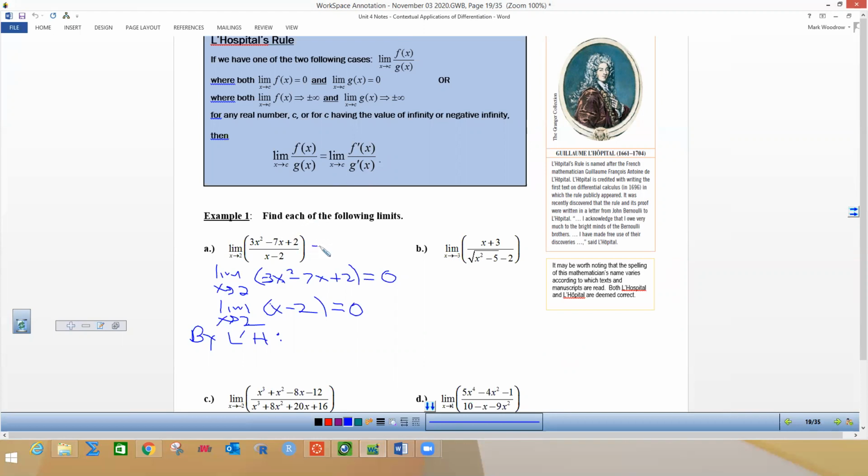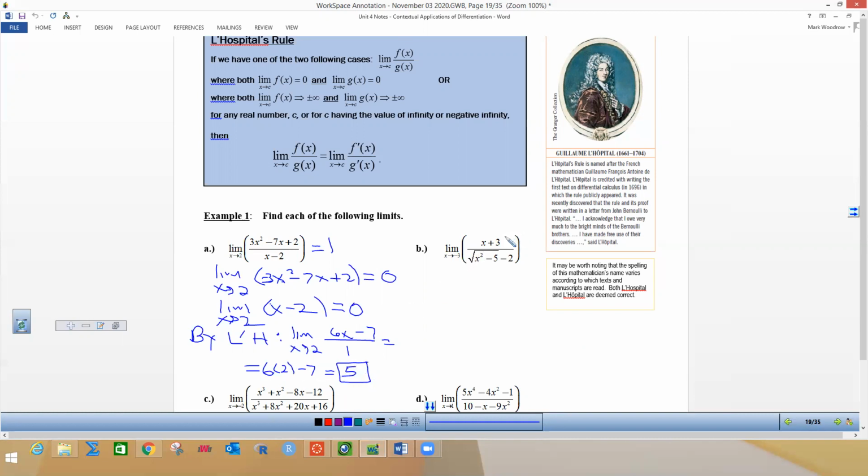So what we can say is this will equal, by L'Hopital, the limit as x approaches 2, and then I can do the derivative of this. So 2 times 3 gives me 6x on top. The derivative of negative 7x is negative 7, and on the bottom, the derivative of x is 1. Now I plug 2 in there, and I get 6 times 2 minus 7, which is 12 minus 7, or 5. So this limit is 5. Now you could also factor this and get the same thing, but this is a little quicker.